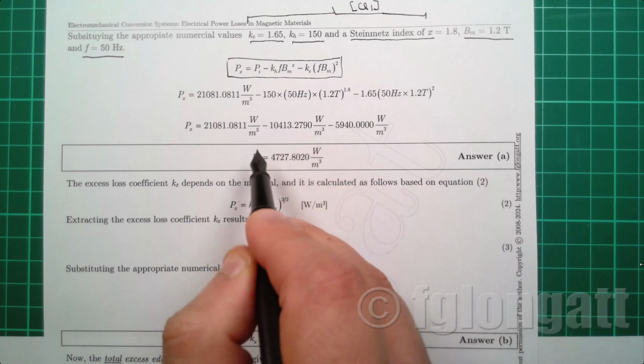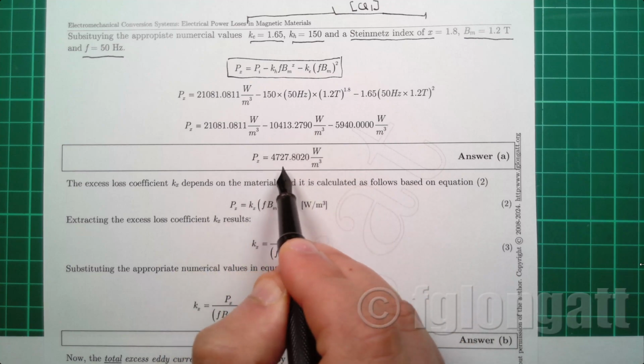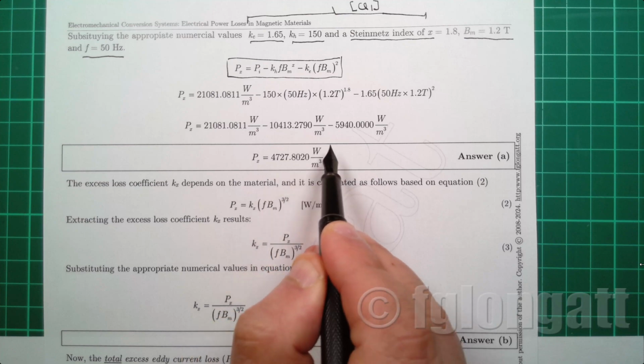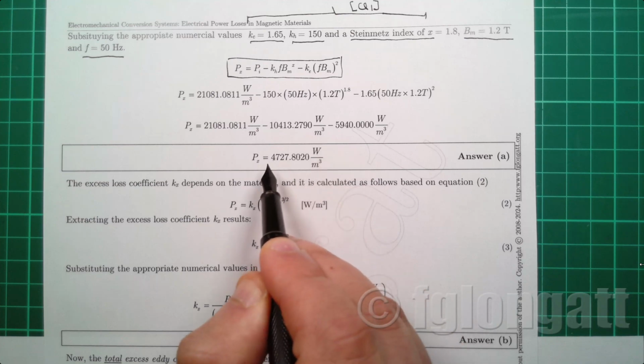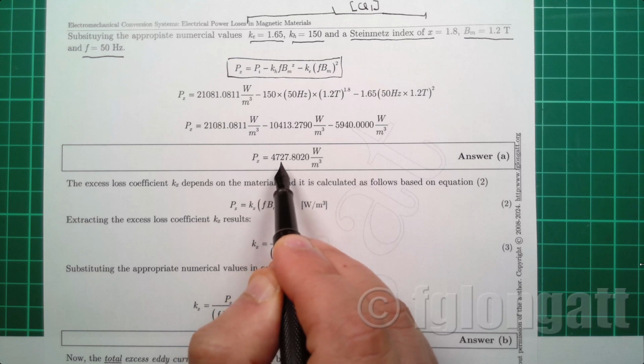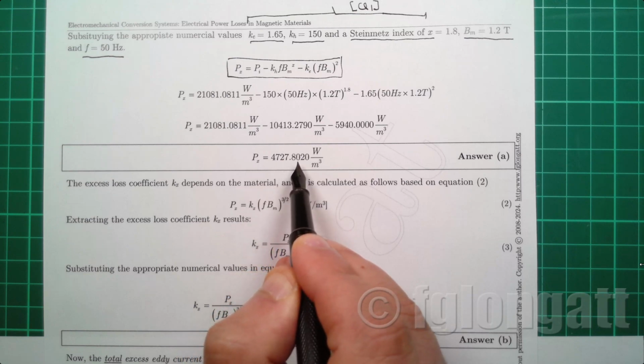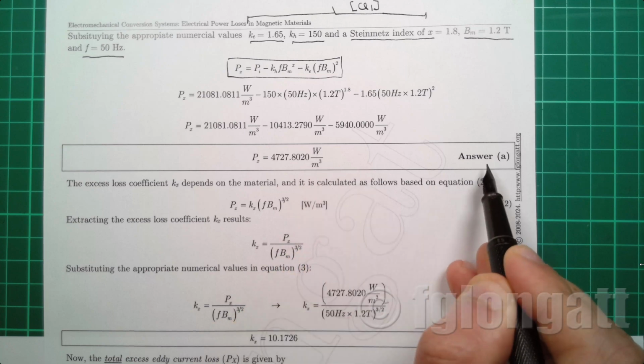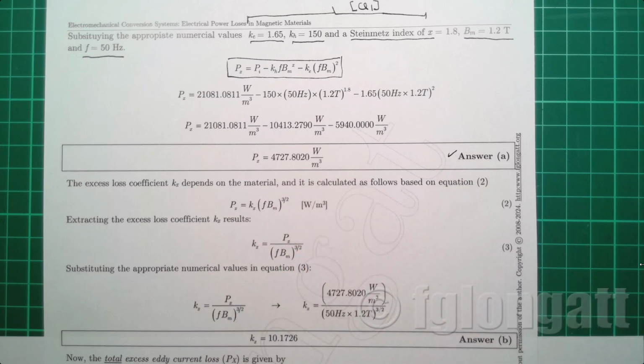When you put the numbers together, we obtain this magical number with the units that we were asked for, and in this case it is 4,727.8 watts per cubic meter, and that is the right answer for question A. So it was a very simple process to obtain what we call the specific excess loss, also known as the excess eddy current loss density, in watts per cubic meter.